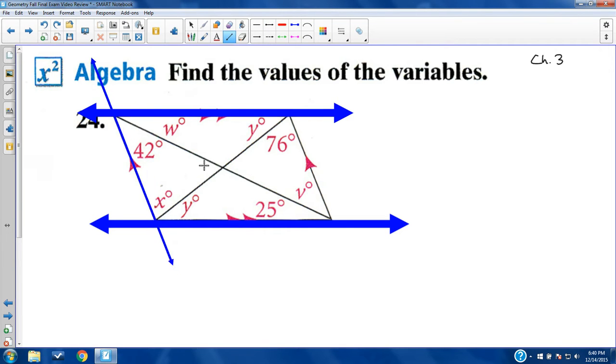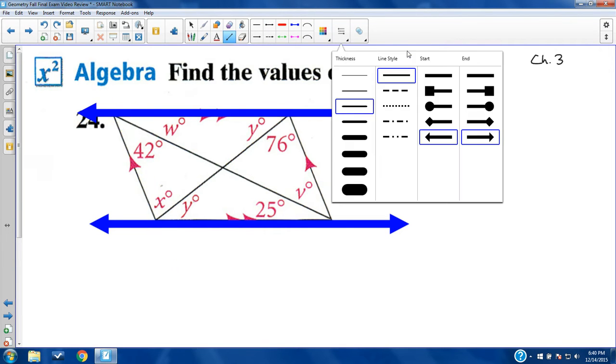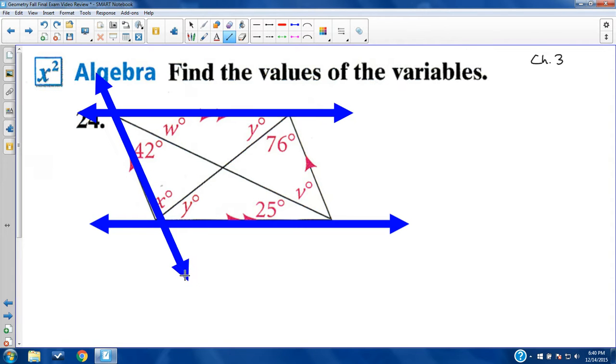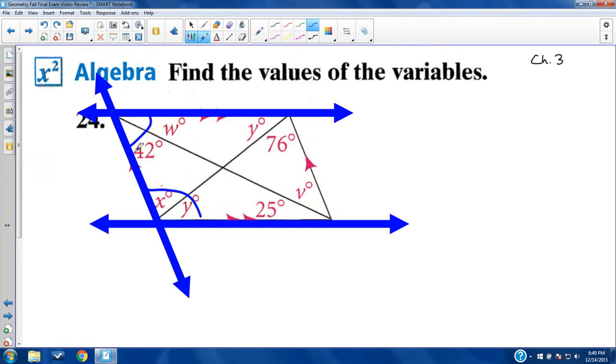I could use, let me do a bigger blue there, I could use this line and call it a transversal, where now if you just look at the blue lines, take a look at this. Here's an angle. Here's an angle. They are same side interior angles that are supplementary because these two lines are parallel.